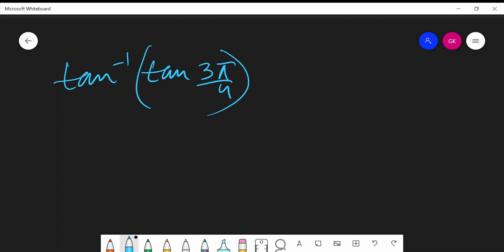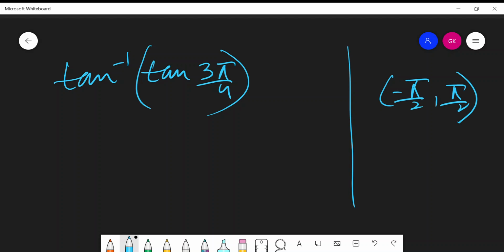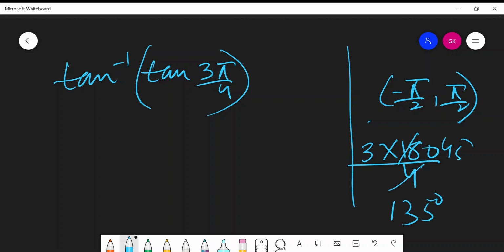So now, what is the range for tan inverse? It is from minus pi by 2 to pi by 2. This is 3 pi by 4. So what is 3 pi by 4? 3 into 180 upon 4, if you want to check that. So this is actually 135 degrees, which does not lie over here, right? Which is more than 90 degrees. So it means you have to change this. So how are you going to change it?